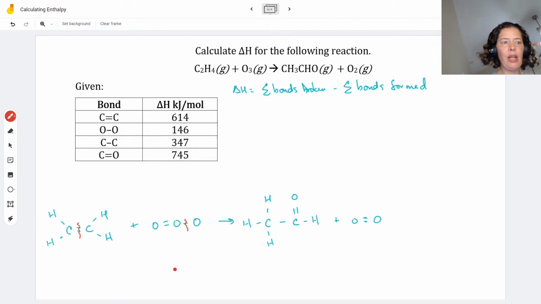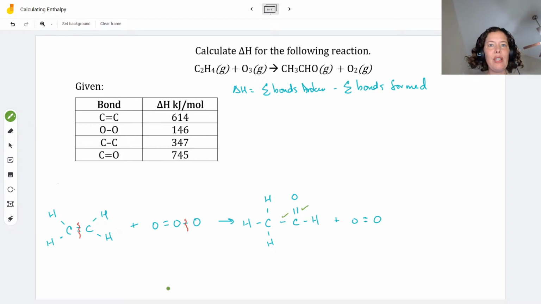So let's take a look at what bonds are formed. Okay, so my new bonds that are formed are my carbon-carbon single bond. So I broke my double bond, I have formed a single bond. Another new bond that I have is this carbon-oxygen double bond. That is a new bond. This oxygen-oxygen double bond is actually not a new bond. That is the same bond. So those are my 2 bonds formed.